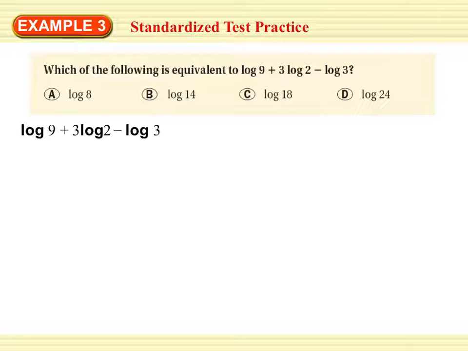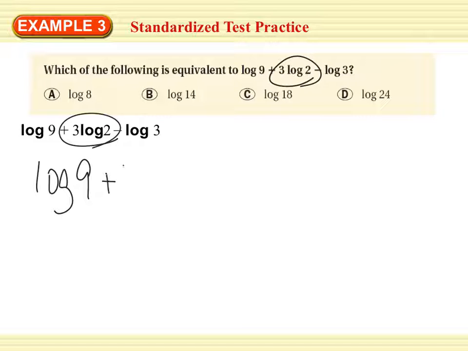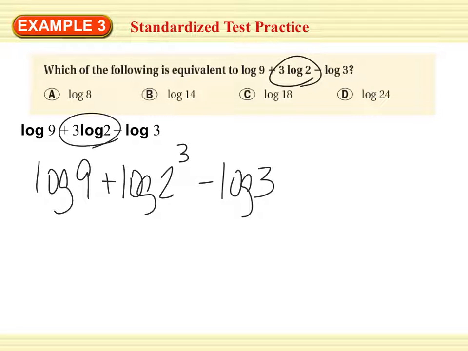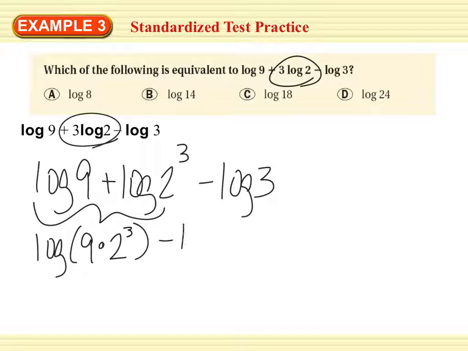Which of the following is equivalent to these things? Okay, I need to condense these. I'm going to do the opposite of the last slide. First, I'm going to hit this, or right here, log base 9 plus log base 2 to the third power minus log 3. Then I'm going to hit the left to right. That gives me log of 9 times 2 to the third power minus log 3.